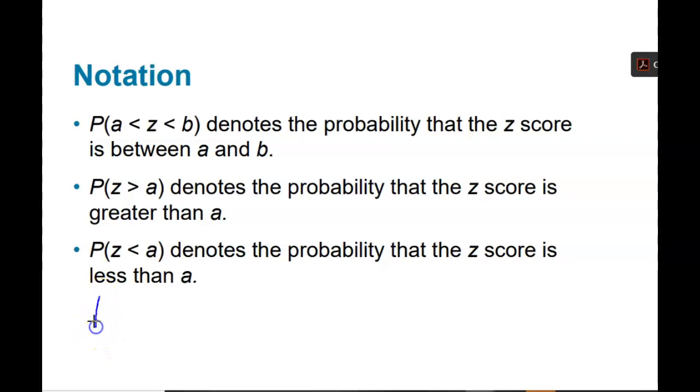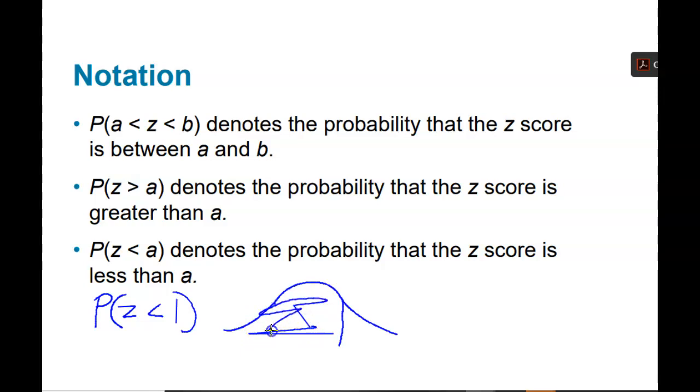probability. I have to write really slowly for this to work. z less than 1. We won't say it in words, we'll write it in these symbols. So over here would be your 1. You would be looking for this area here to the left of the 1. If it was greater than 1, you'd be looking for the area to the right. If it was between 1 and 2, you would be looking for the area in between.